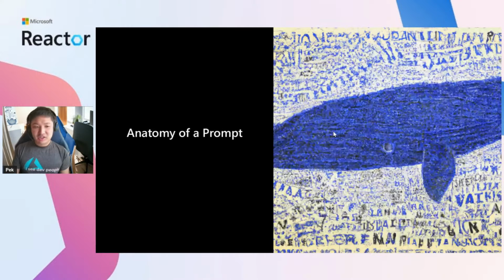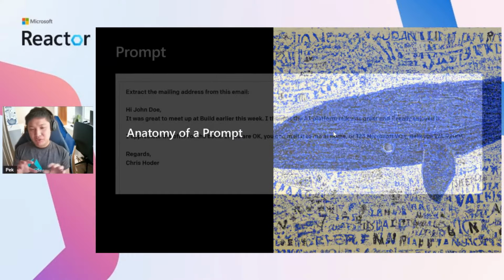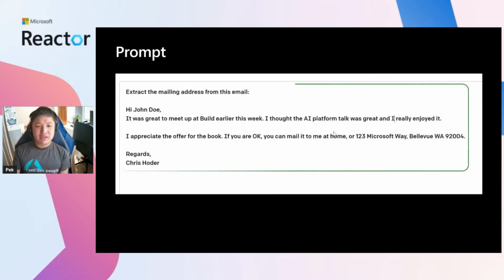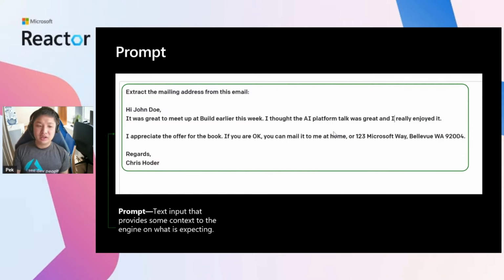So I'm just going to skip over here. Now let's talk a little bit about the anatomy of a prompt. That's going to help you understand some of the examples I'm going to show you later. Everything you see on the screen here, everything in this green box, is the prompt. This is the input that we are giving to the model itself.